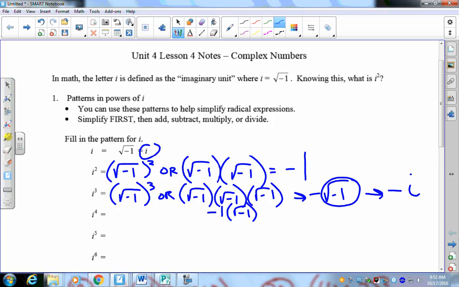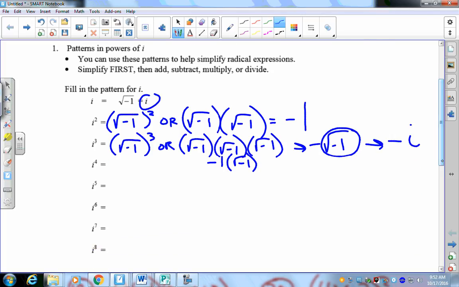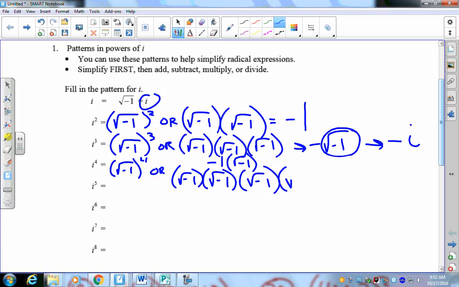All right, i to the 4th. I've got 4 of them now. You want to start looking for patterns too. So I got the square root of -1 four times. Or I can write that as the square root of -1 times the square root of -1 times the square root of -1 times the square root of -1. Well, the square root of -1 times the square root of -1 was -1. Same thing over here. And -1 times -1 gave me 1.